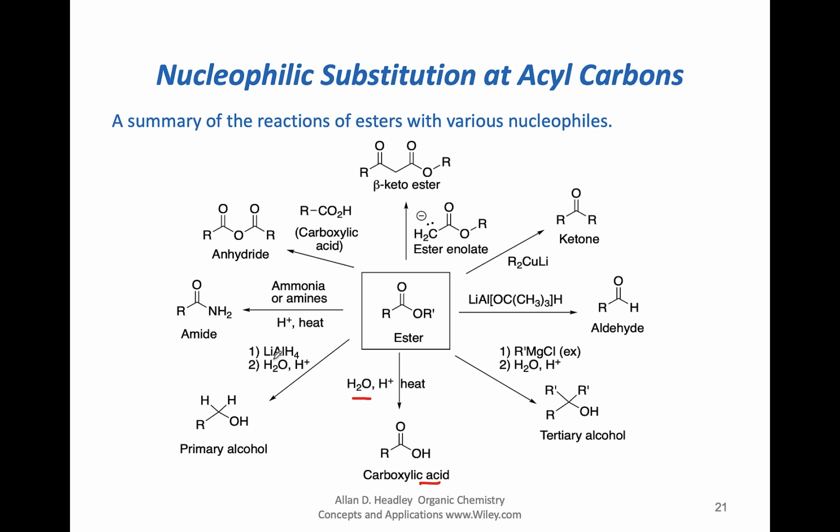Lithium aluminum hydride, a strong reducing agent, will give us the primary alcohol. Amines and ammonia will give us the amide because we're substituting here the OR for the NH2. The carboxylic acid or the carboxylate anion, substitution here will give us the anhydride. If we react this with the enolate, it gives us the beta keto ester, as we have seen before. Notice again that this beta keto ester can undergo other reactions such as hydrolysis here and decarboxylation, as we have seen in the previous slide.